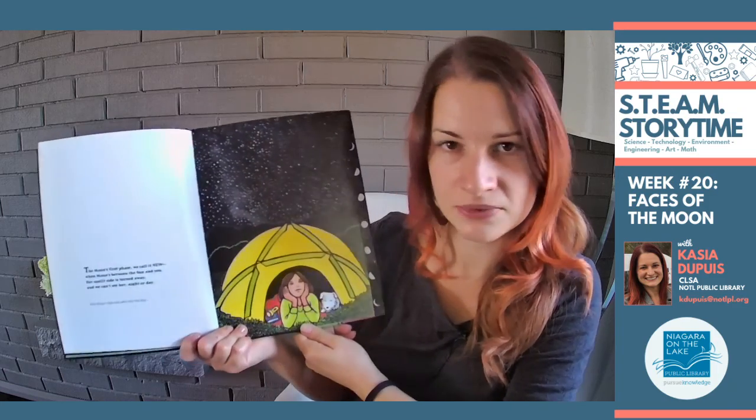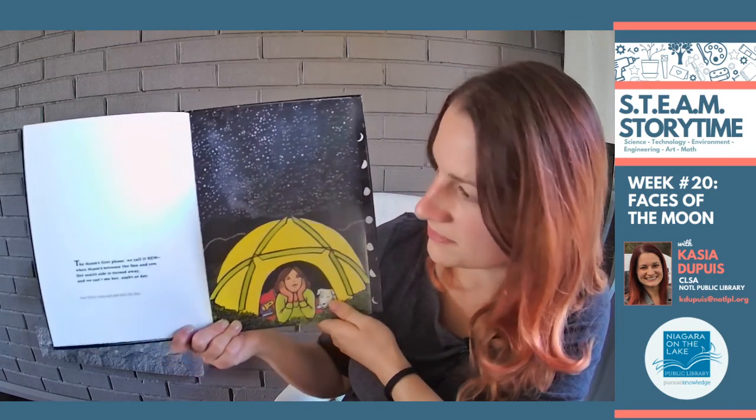Wane means shrinking. So all the different ways that the moon looks, they actually have names. So we're going to learn about some of those names.